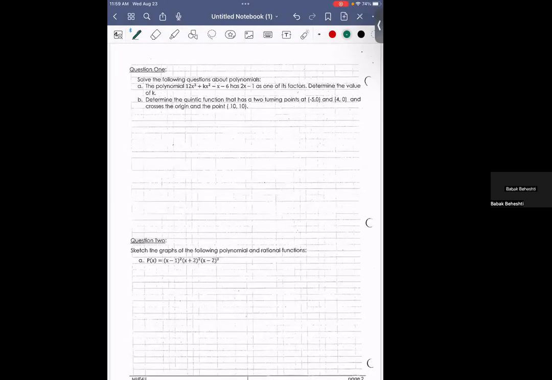So question 1, it says solve the following question about polynomials. The polynomial 12x cubed plus kx squared minus x minus 6 has 2x minus 1 as one of its factors. So that means this 12x cubed plus kx squared minus x minus 6 is equal to 2x minus 1 times something that we don't know. Let's say times q(x). Doesn't matter. Here we want to find k. It's quite easy.